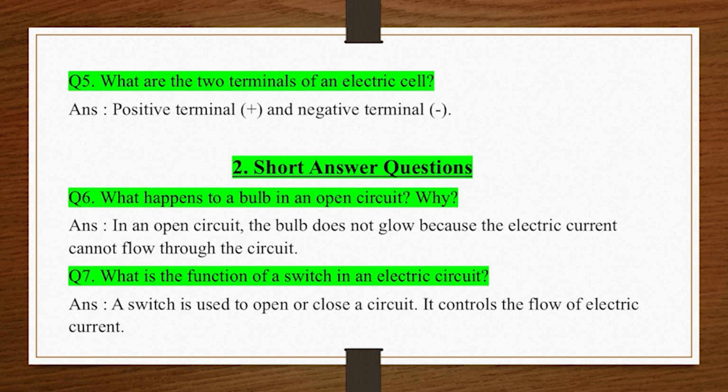2. Short answer questions. 6. What happens to a bulb in an open circuit? Why? Answer. In an open circuit, the bulb does not glow because the electric current cannot flow through the circuit. 7. What is the function of a switch in an electric circuit? Answer. A switch is used to open or close a circuit. It controls the flow of electric current.